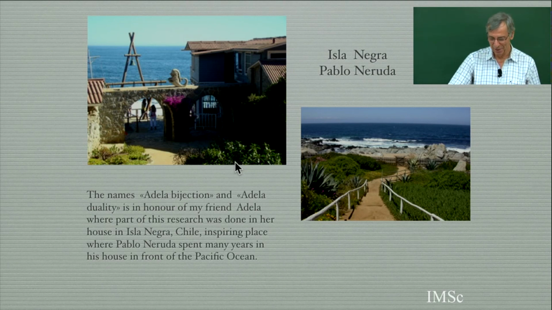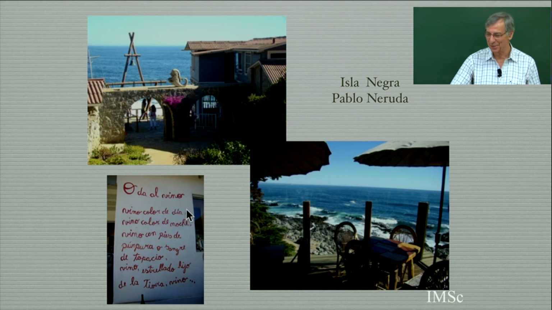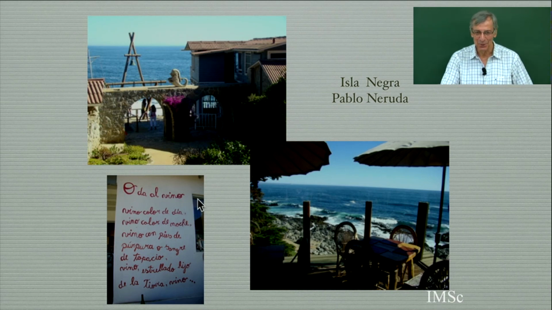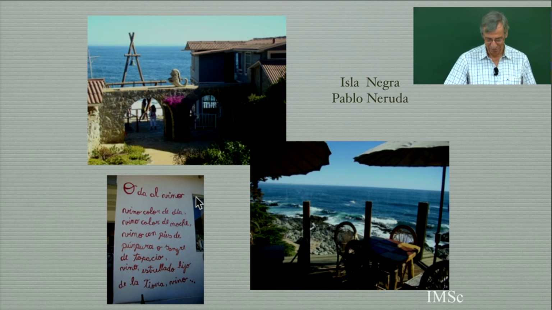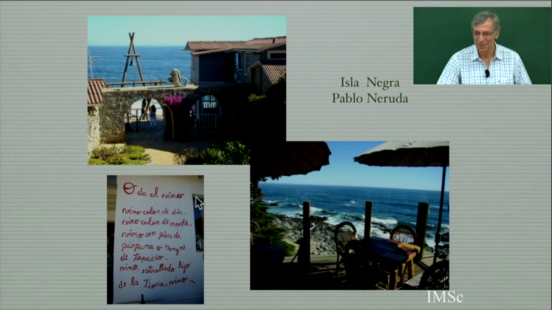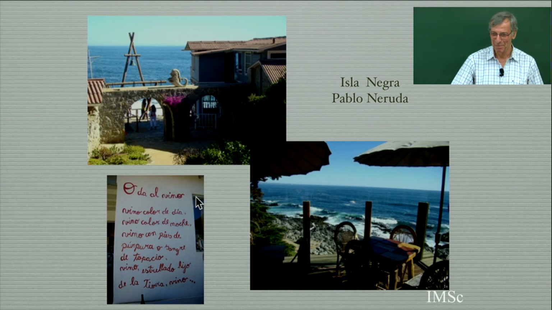In Isla Negra, they had good wine. This is Ode to the Wine by Pablo Neruda, this famous Chilean poet. So a combination of beautiful nature, beautiful science and combinatorics, and beautiful meal and wine, a good combination.